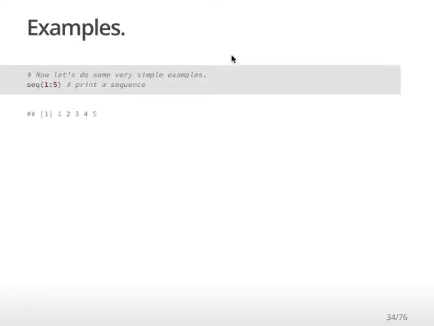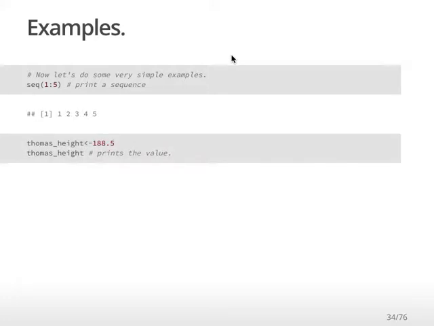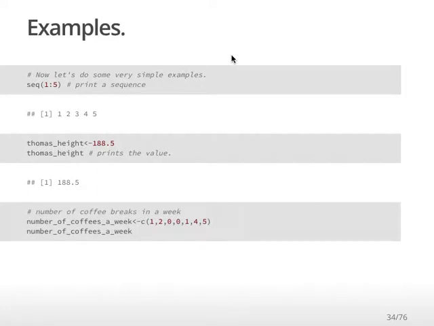We can make something which stores my height. If in the next step you just type that name, this won't print it, but this will print the actual value to your output. That was just one number. I can also make something by combining different things, with 7 elements, which is the number of coffee breaks I take throughout the week. Let's say I take 1 on Monday and 5 on Sunday.